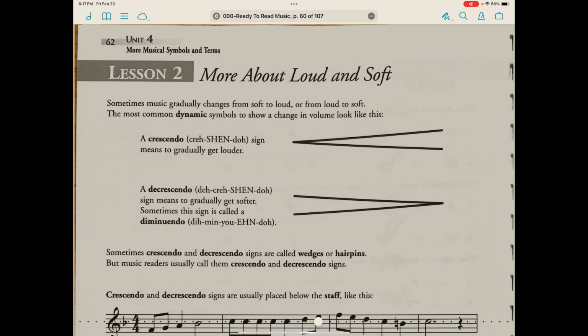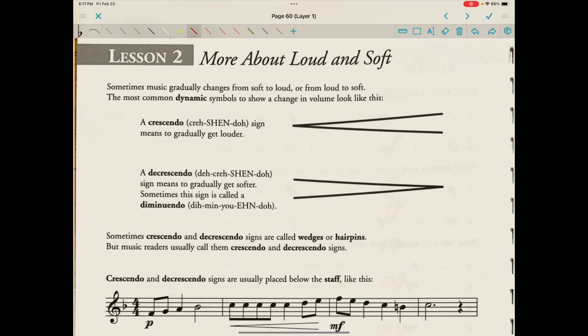Moving on to Unit 4, More Musical Symbols and Terms, Lesson 2, more about loud and soft. Sometimes music gradually changes from soft to loud or from loud to soft. The most common dynamic symbols to show a change in volume look like this. A crescendo sign means to gradually get louder. You can see it's as if the sound starts from nothing over here and gets bigger as we go.